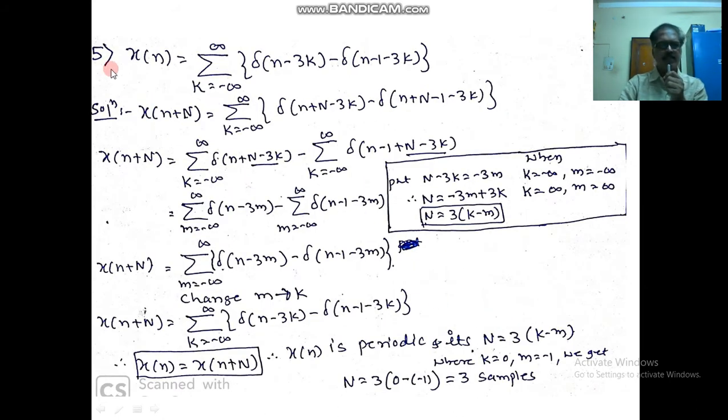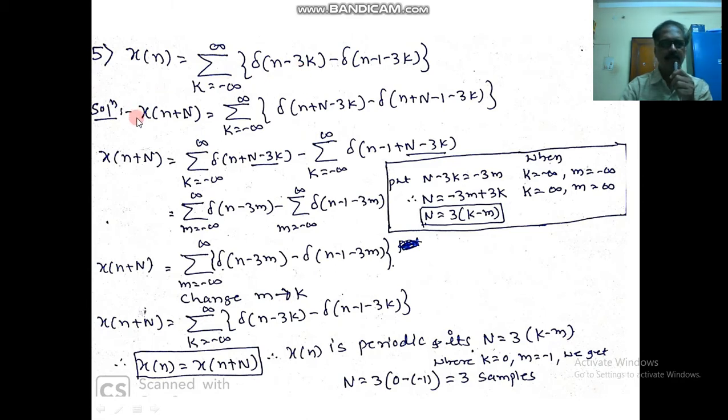Therefore the given signal is an aperiodic signal. Fifth problem, it is important. x of n equals sigma k equals minus infinity to plus infinity of delta of n minus 3k minus delta of n minus 1 minus 3k. Again this type of problem will be solved by using the equation x of n equal to x of n plus capital N or not.